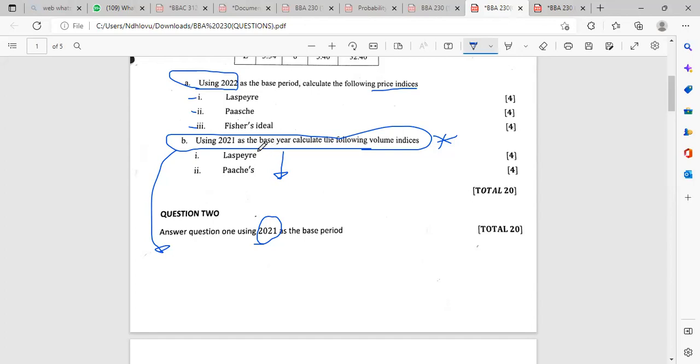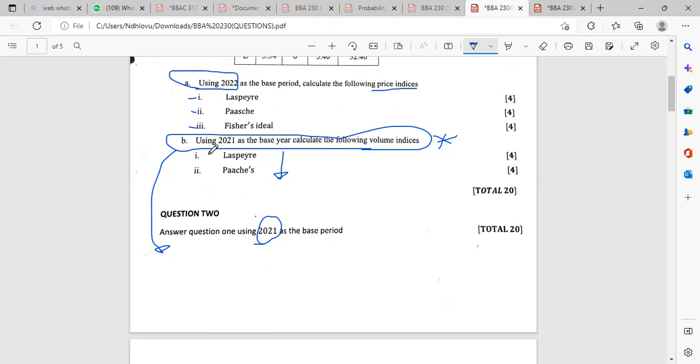The B one, we have already answered it, because B was also correct, unless B was using 2022 as a base, that's when we would have come to change it. Because here they're saying use 2021 as a base period. So meaning question B has already been sorted out. So you just need to incorporate it there. I'm sure you've seen the rationale behind it.